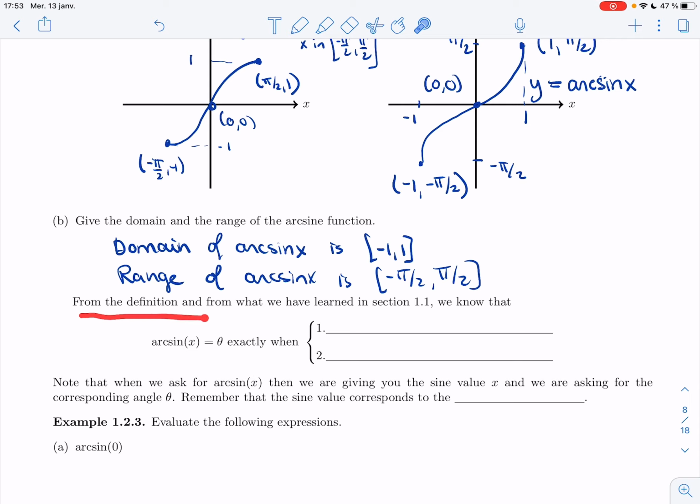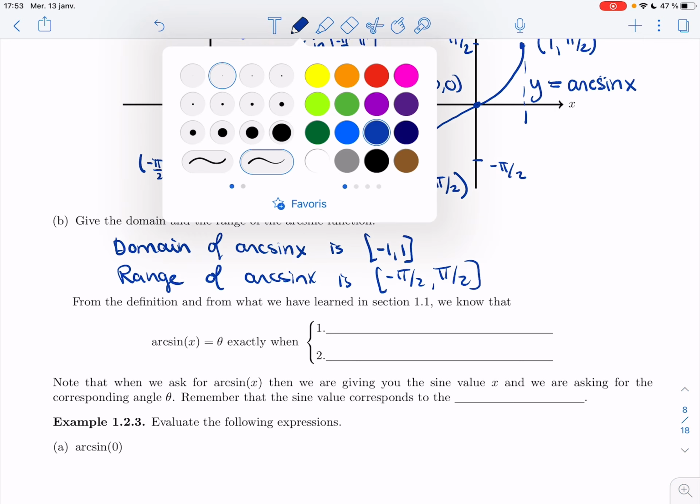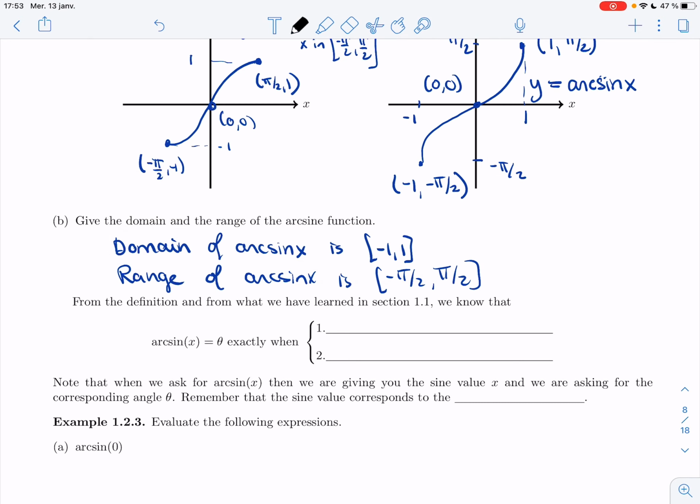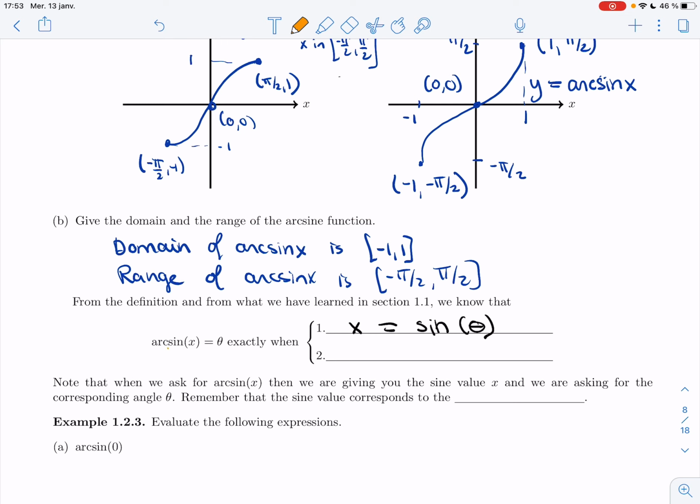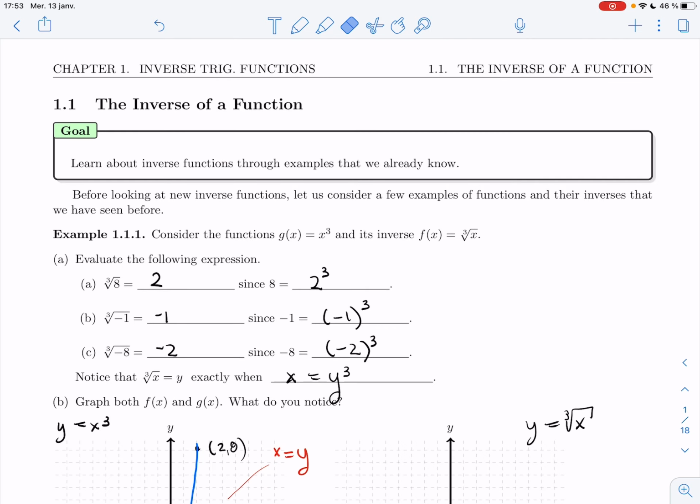From the definition and what we have learned in section 1.1, we now know how to evaluate this function. We know more than its domain and its range. So arcsine of x is theta exactly when... That's the same thing I did for each inverse function. If I want to evaluate it, all I have to do is send it to the other side and it becomes its inverse function. So x equals sine of theta.